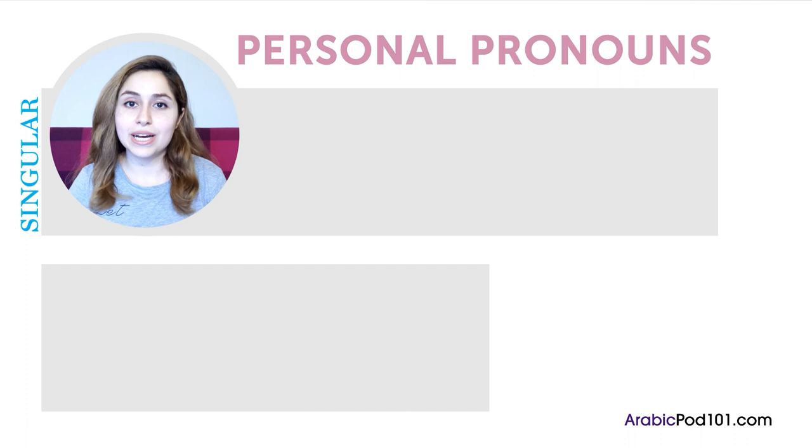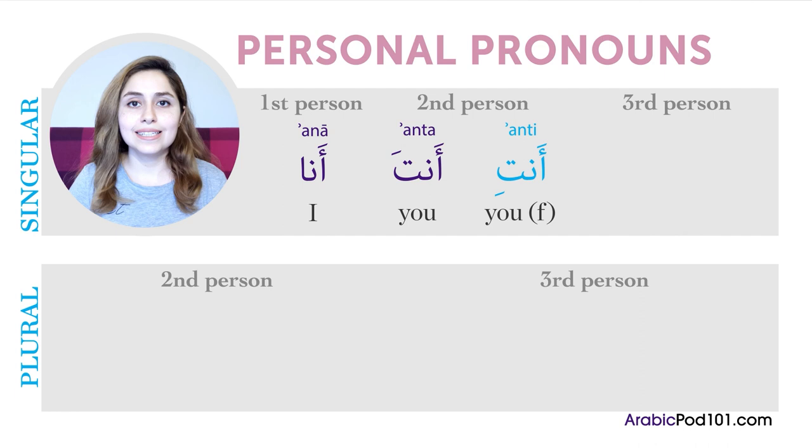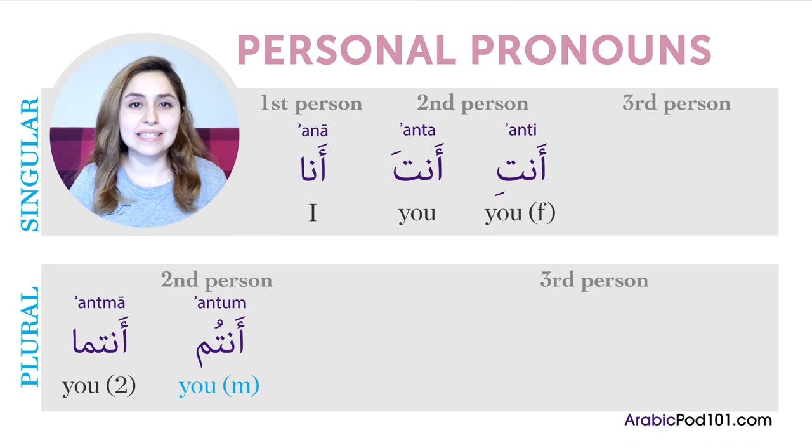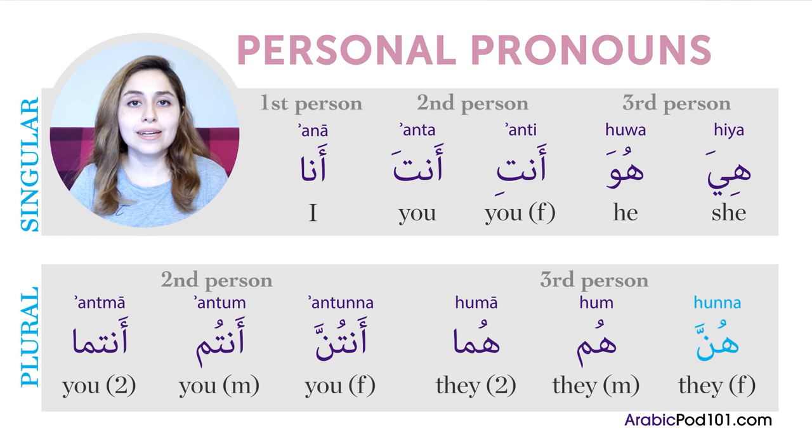Ana, I. Anta, you. Anti, you for feminine. Antuma, you for dual feminine and masculine. Antum, you for plural masculine. Antunna, you for plural feminine. Huwa, he. Hiya, she. Huma, they for dual feminine and masculine. Hum, they for plural masculine. Hunna, they for plural feminine.